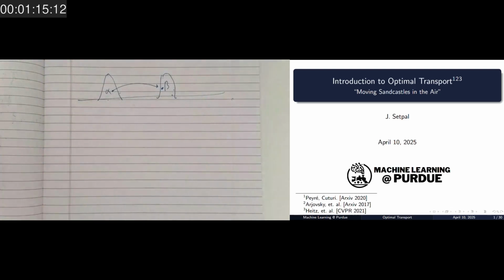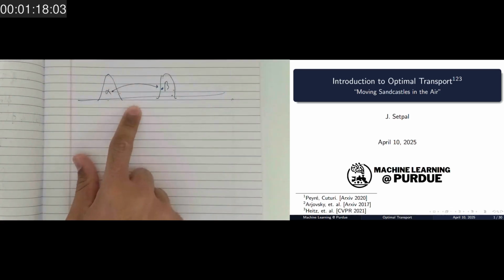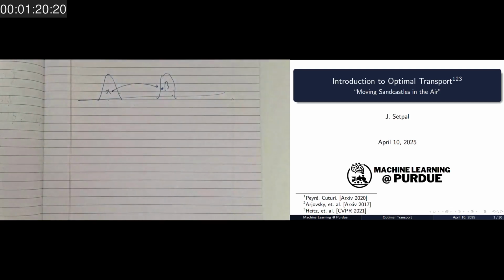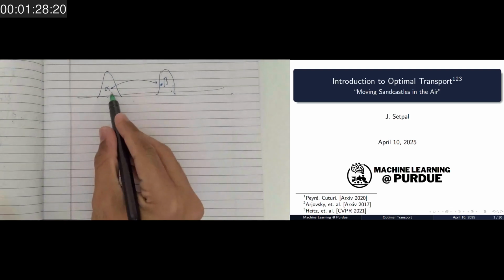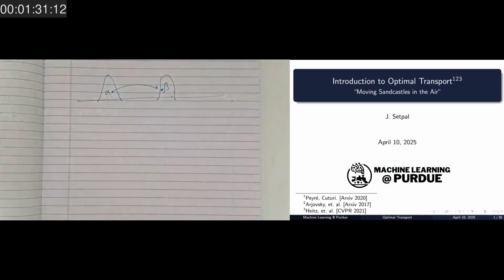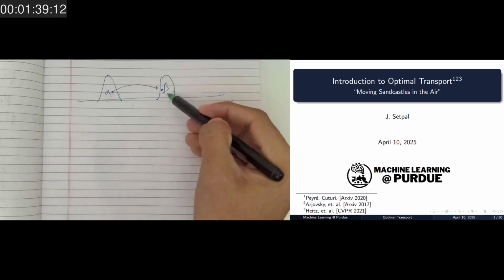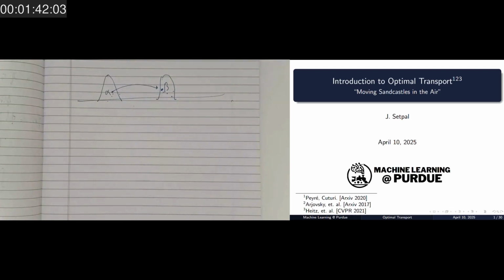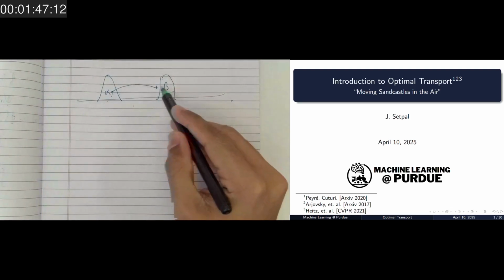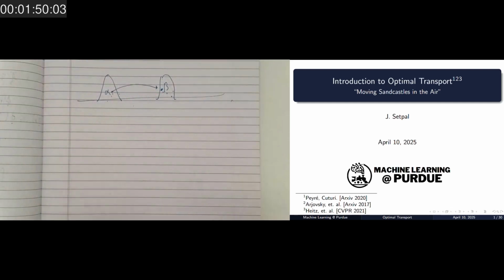Now, the question is, how can I use the information of the cost of moving a particle from a position in the alpha pile to the beta pile, the target pile, to minimize the cost? So how do I optimally transport this pile of sand from alpha to beta? That's the whole idea. Whatever combination of particle movements from one to the other satisfies this problem is basically your optimal transport problem.